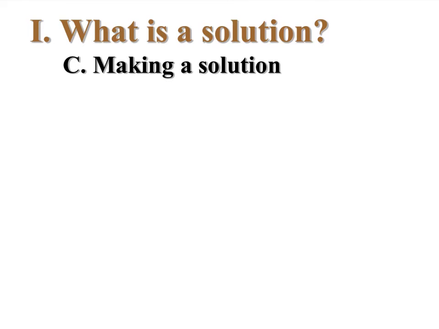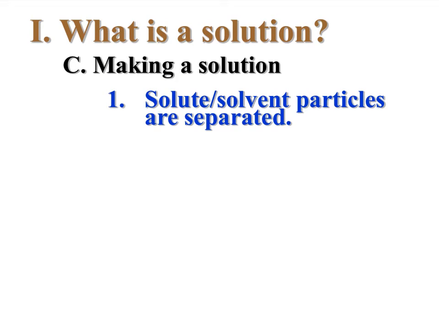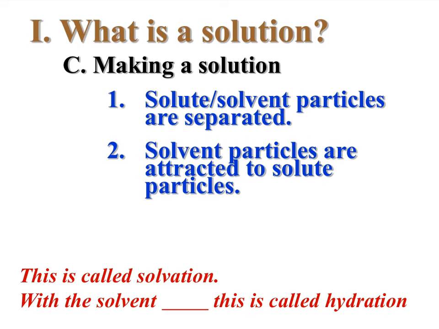Making a solution. Solute, solvent, particles are separated. So in the solute and the solvent, the particles are separated. The solvent separates the particles. The solvent particles are attracted to the solute particles. In fact, they separate them from each other. The solvent separates the solute particles from each other, and they go into solution.